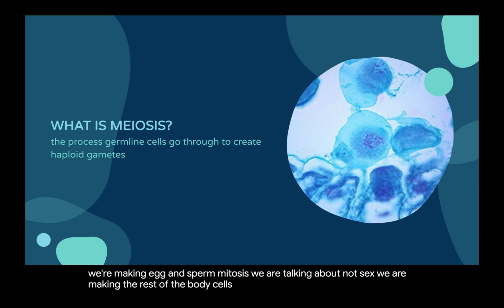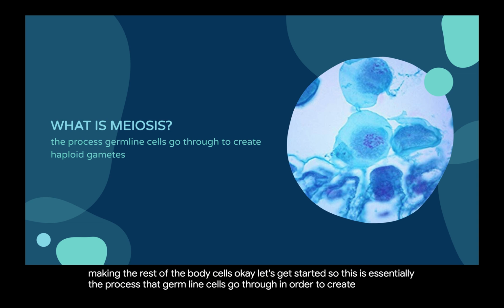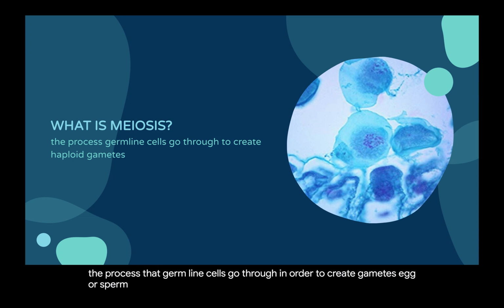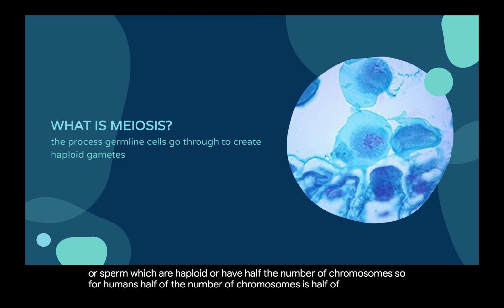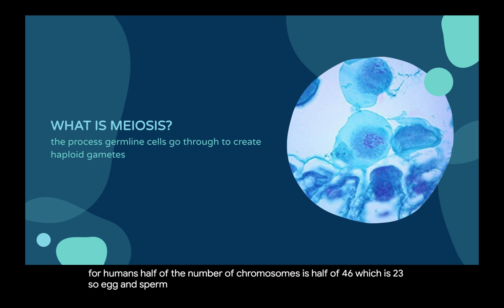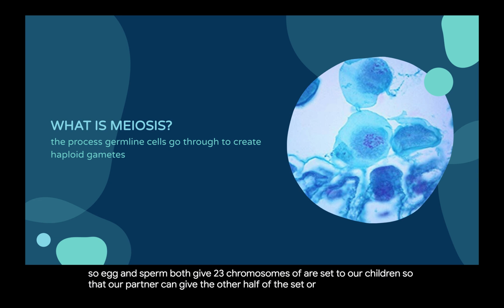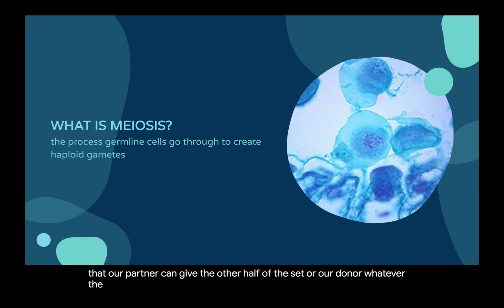Okay, let's get started. So this is essentially the process that germline cells go through in order to create gametes, egg or sperm, which are haploid, or have half the number of chromosomes. So for humans, half of the number of chromosomes is half of 46, which is 23, so egg and sperm both give 23 chromosomes. We want to give half of our set to our children so that our partner can give the other half of the set, or our donor, whatever the case may be.